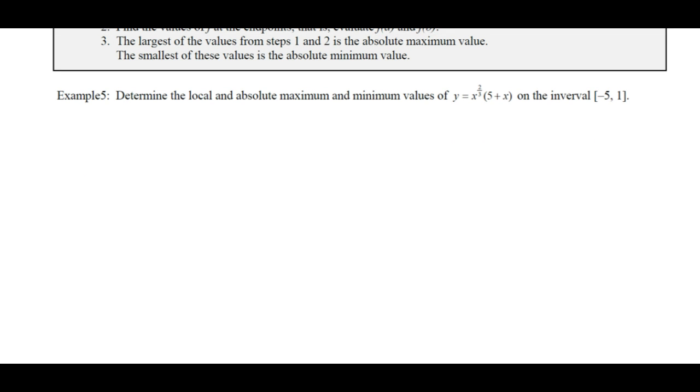Determine the local and absolute maximum and minimum values of y equals x to the 2/3 times 5 plus x on the interval. Again, at least it's consistent. Probably. There are more copy-paste errors made in the world than anything else. Right? Because people never read stuff over and they just take the thing that's wrong and copy-paste. On the interval, -5 to 1.